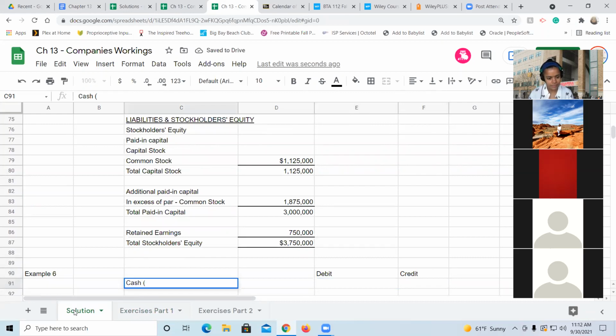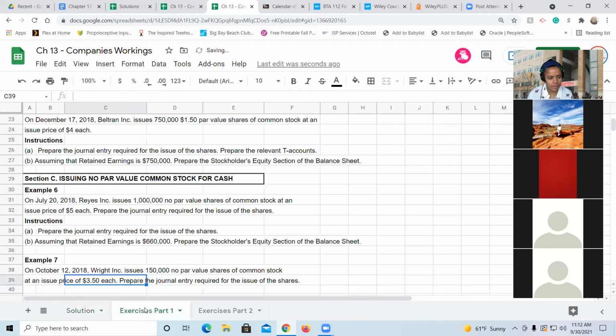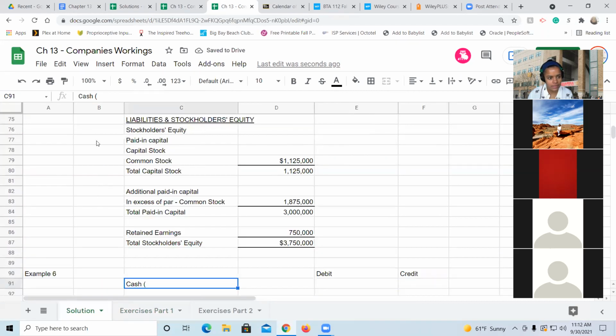So cash, and let me remind myself, it's 5 million. So it should be 1 million shares times $5 per share, right? Now, oops, sorry, that wasn't what I meant to do. $5 per share. So 5 million.